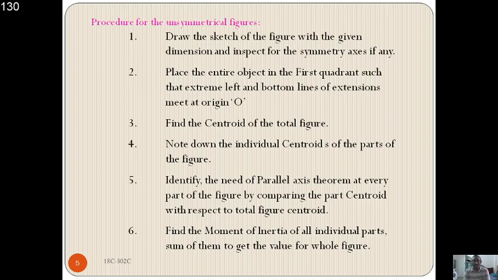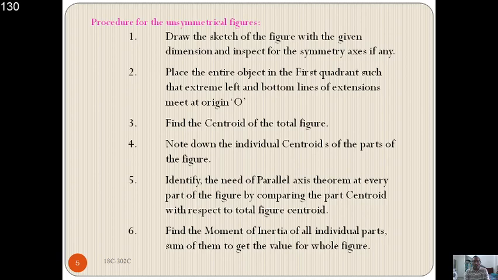Draw the sketch of the figure with the given dimensions and inspect for the symmetry axis, if any. So as per the given values, draw the figure and look for whether any symmetry axis is available. Then notice all those things and place your object in the first quadrant so that every area and every dimension turns positive. Let's take the centroid and determine it using the analytical method and locate the centroid.